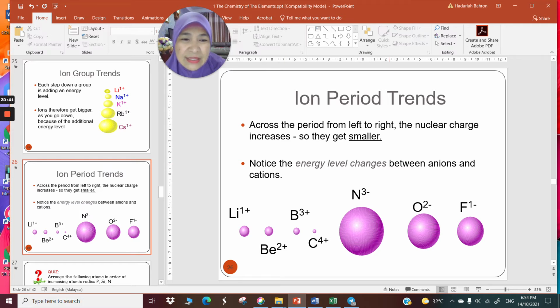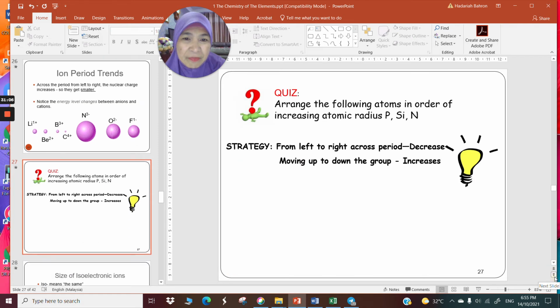Notice that energy level changes also occur between anions and cations. Similarly with this one, nitrogen 3 minus is bigger than oxygen 2 minus, which is bigger than fluoride 1 minus, the smallest. So that is the trend of your ions across the same period.